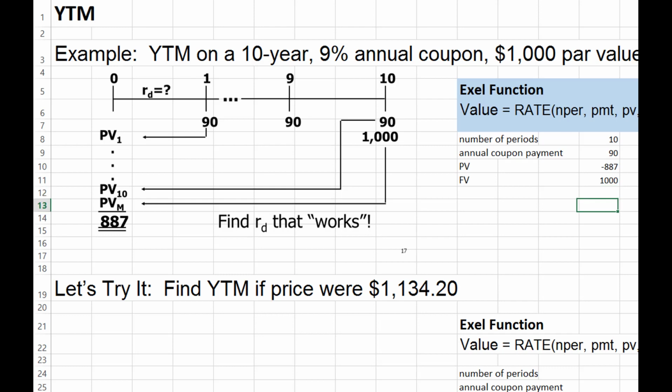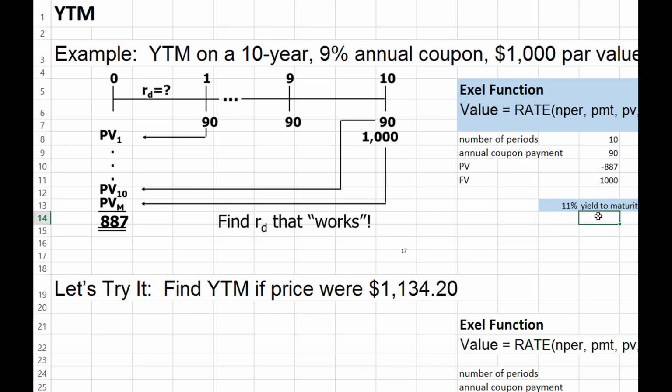So now we're ready to go. We can go equals RATE and open parens, and we get the parameters, and we just point. Number of periods 10, the payment 90, the PV negative 887, the FV is the face, close parens, and the yield is 11%. So this means that if we were able to buy this bond for 887, the yield that we would accomplish is 11%, and this is the yield to maturity.